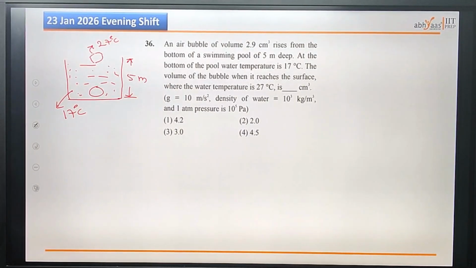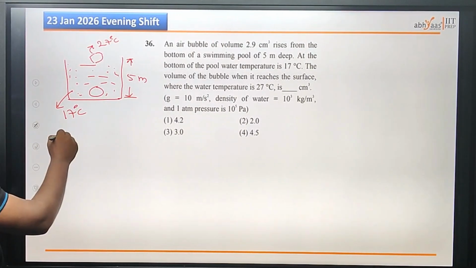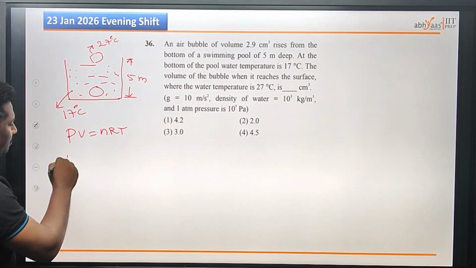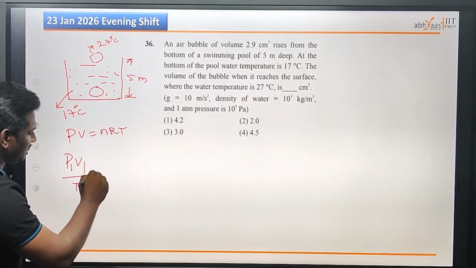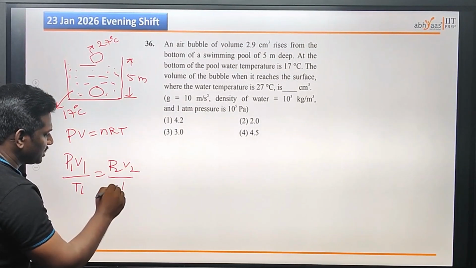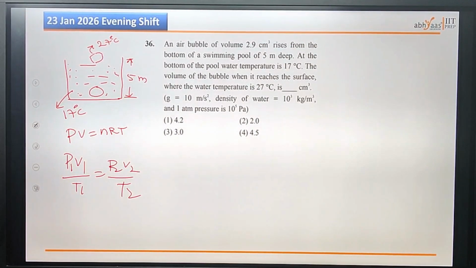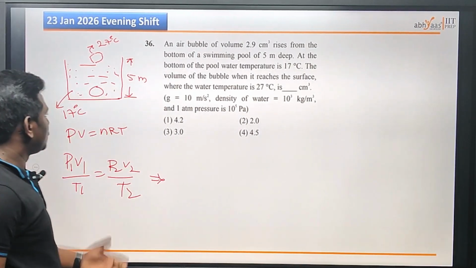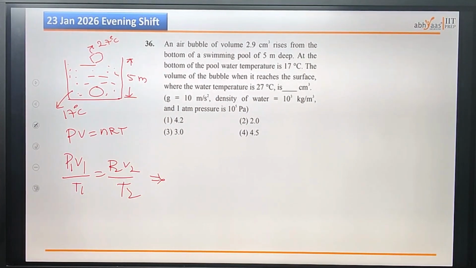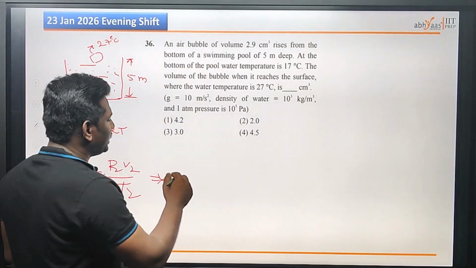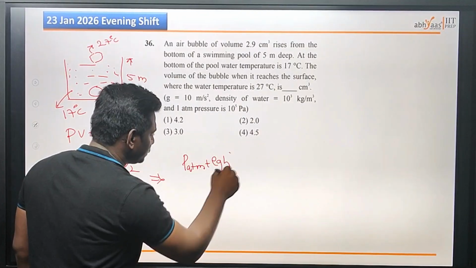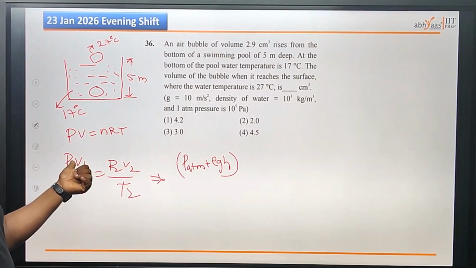What is the volume? We know that PV equals nRT. So from this, P1 V1 by T1 equals P2 V2 by T2. So see, what is P1? Underwater, what is the pressure? Rho g h. Pressure of atmosphere plus rho g h. What is the volume at the bottom?